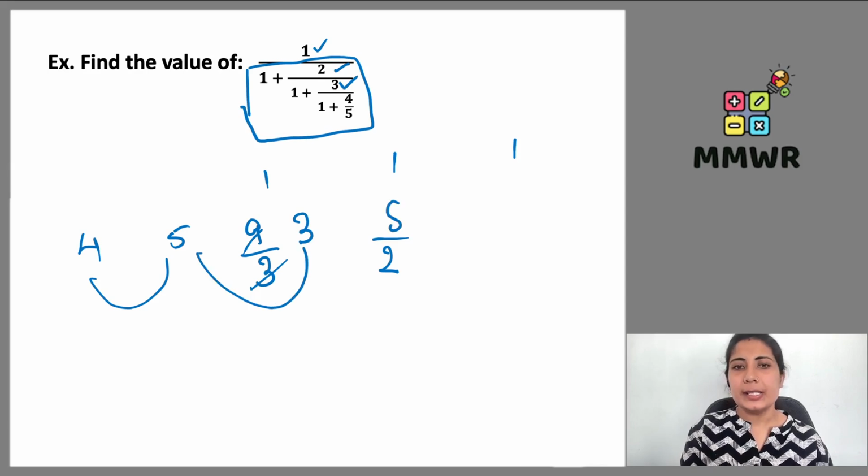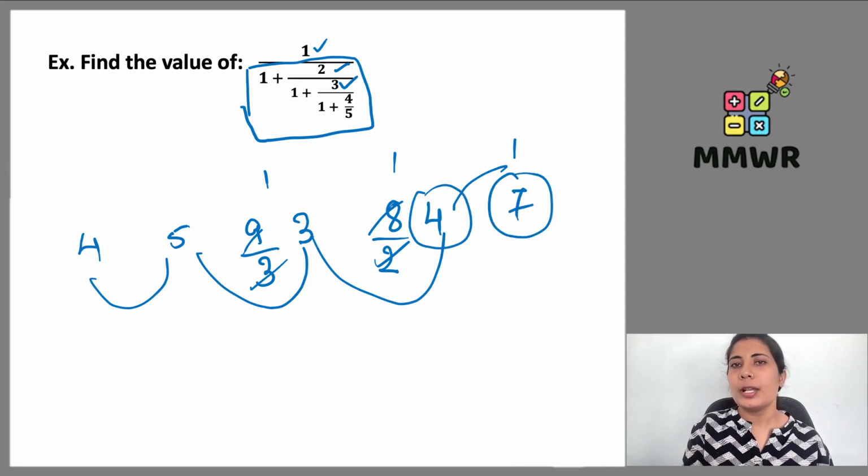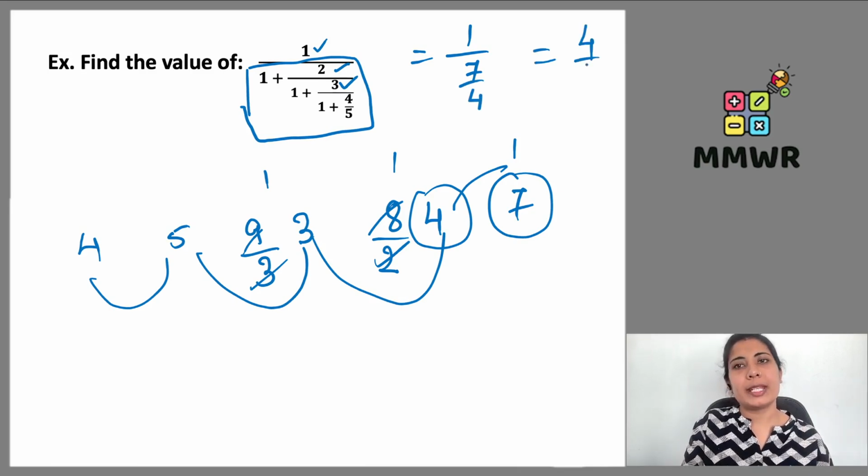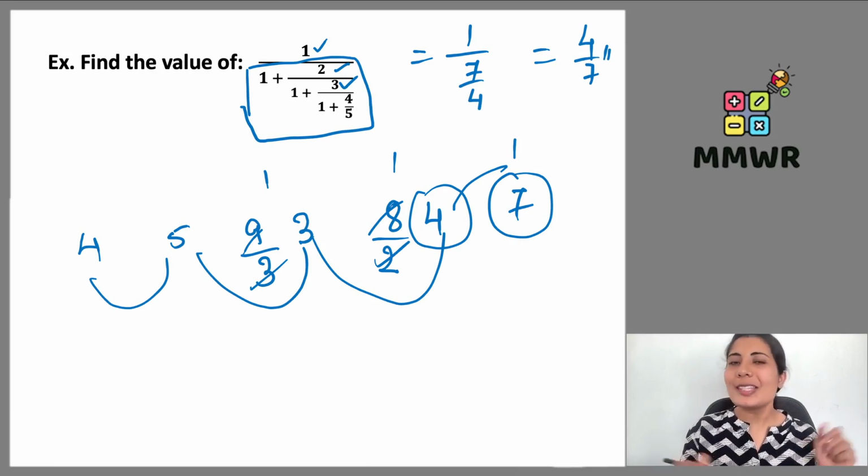3 plus 5, 8. 8 divided by 2 gives me 4 here. 4 ones are 4 plus 3, 7. 7 upon 4 we will be getting, after simplifying this, 7 upon 4. So 1 upon 7 upon 4 will make it 4 upon 7, which is the final answer. So it's so interesting. It's so time saving. 4 upon 7 is the final answer.